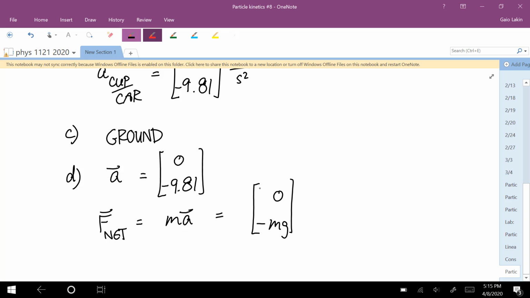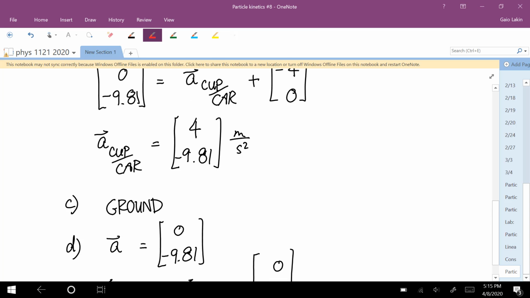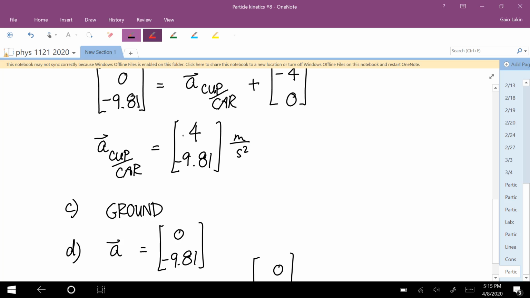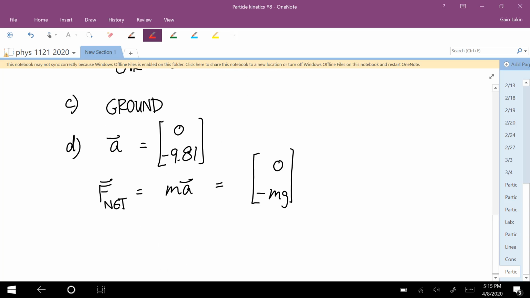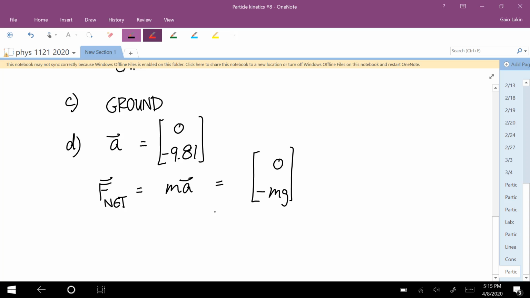Notice that if you use the acceleration measured in the car's reference frame, you'd have this positive 4, and then it wouldn't make any sense. There's no horizontal force acting on the coffee cup. It's just in free fall. So this one makes sense, but if you use Newton's second law with the acceleration of the cup relative to the car, it would not make sense. So that's the solution to particle kinetics number 8.